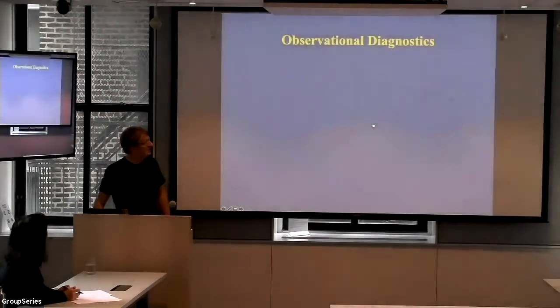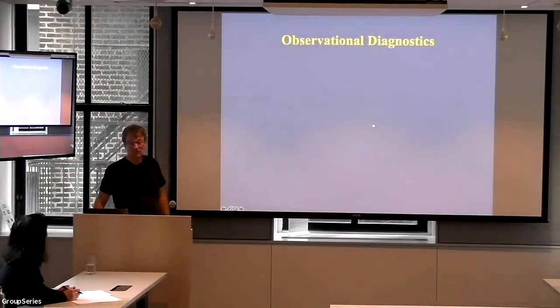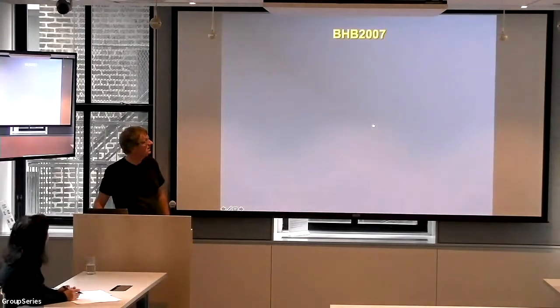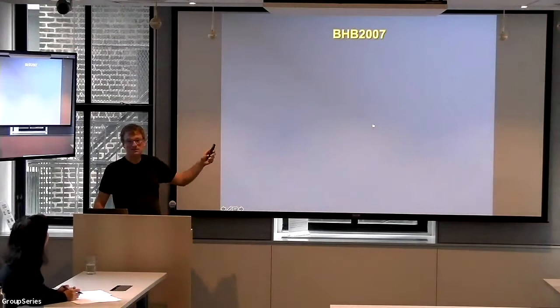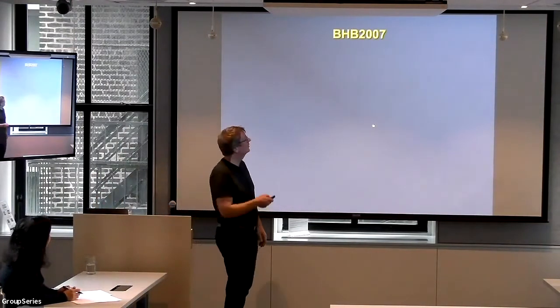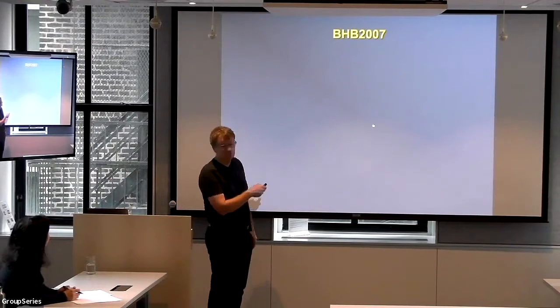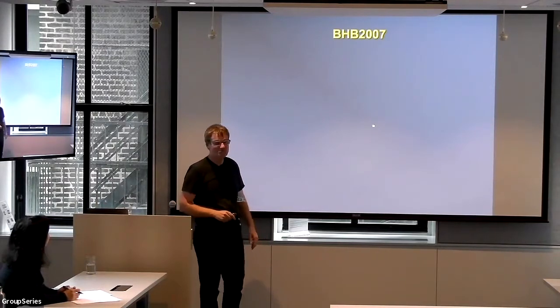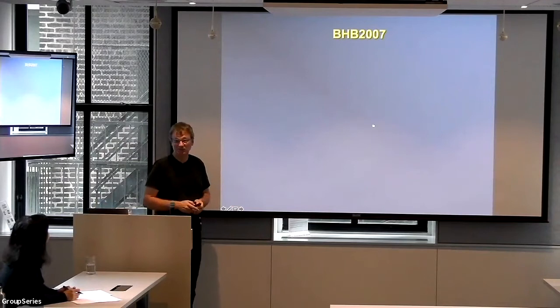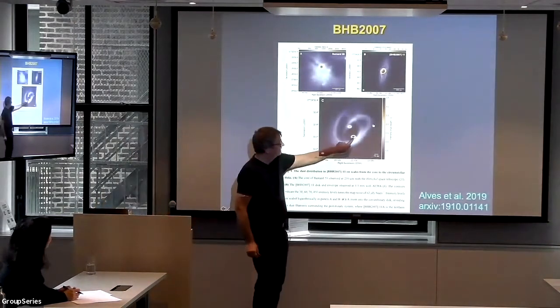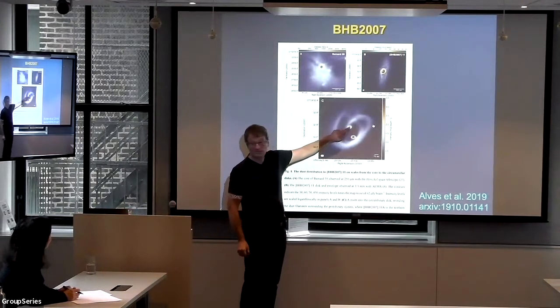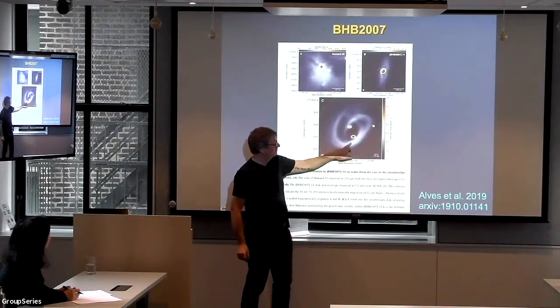Actually, I was going to say that until yesterday, but I don't know if you've seen. Have you seen this paper on SOPH? It appeared last week. This is an object called BHB 2007. It's a very suggestive name. And it was looked at with ALMA. And this is a binary. This is one component, this is the other. And this is thermal dust emission.